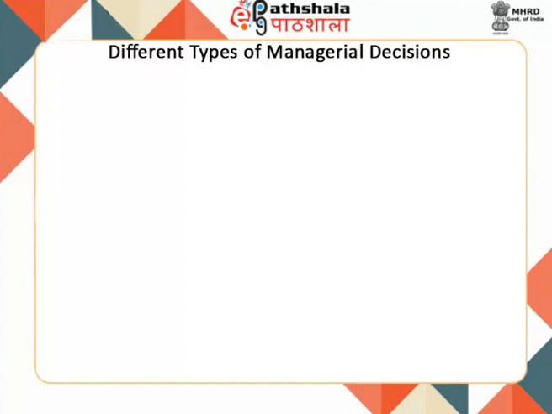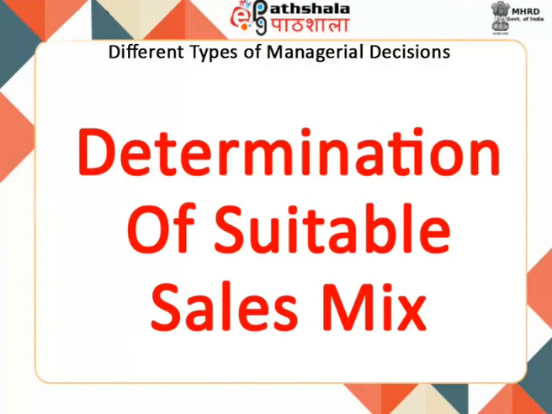Let us begin with the determination of suitable sales mix. Any business firm which manufactures more than one product generally faces a decision problem as to in what proportion the product should be manufactured and sold, that is, what should be the composition of its sales mix. In other words, the firm has to decide as to how much quantity of which product should be manufactured and sold. The CVP analysis technique helps in determining the best sales mix of the firm.